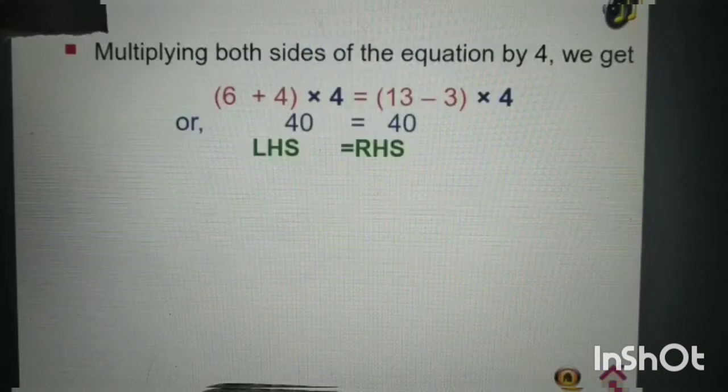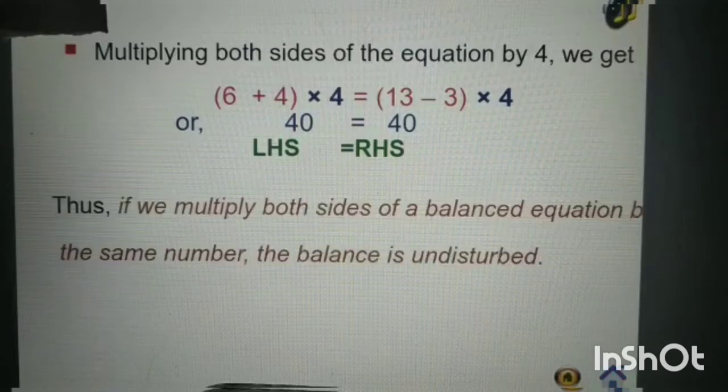On multiplying both sides of the equation by 4, we find that values on left-hand side and right-hand side are equal. Thus, if we multiply both sides of a balanced equation by the same number, the balance is undisturbed.